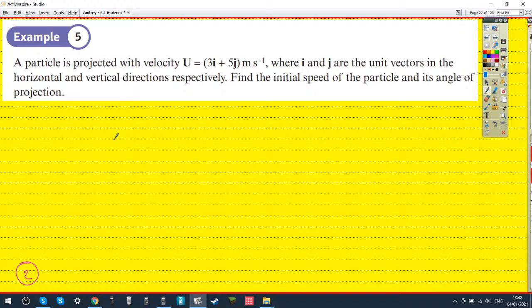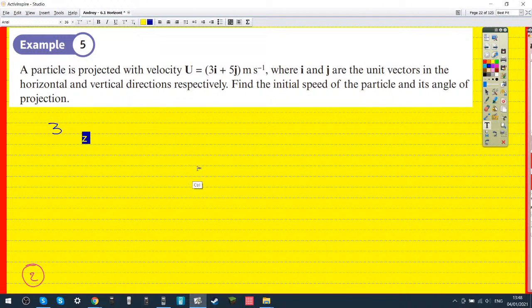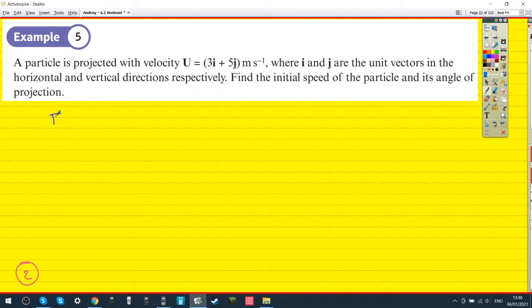Am I just doing the opposite thing here and saying something like 3 equals F sine alpha, or was it cos alpha? F cos alpha, I think. And 5 equals F sine alpha. Then F tan alpha equals 5/3? What's F divided by F? 1. So it's just tan alpha. It's 5/3.